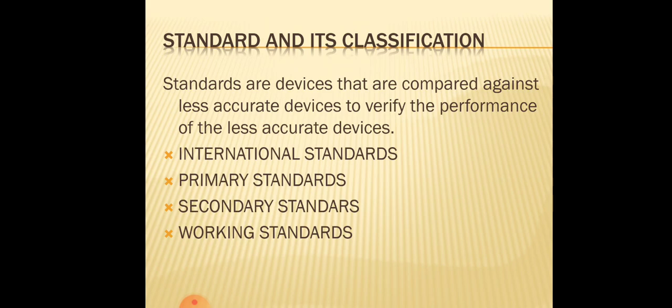There are 4 types of standards. First one is international standard, second one is primary standard, third one is secondary standard, and fourth one is working standards. All are the types of standards. So we will see one by one.